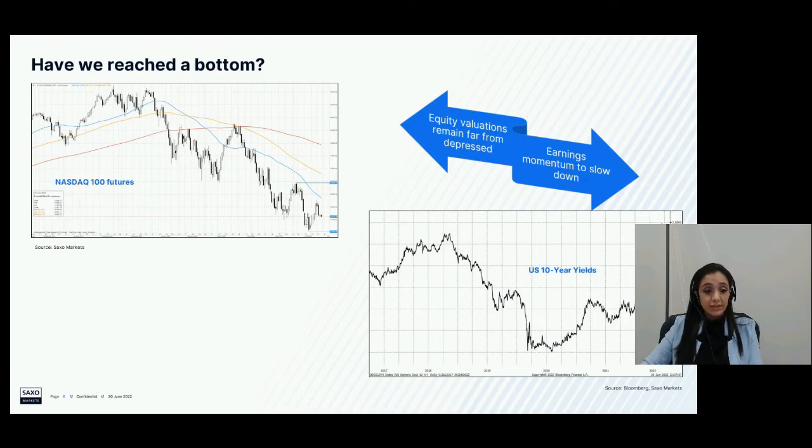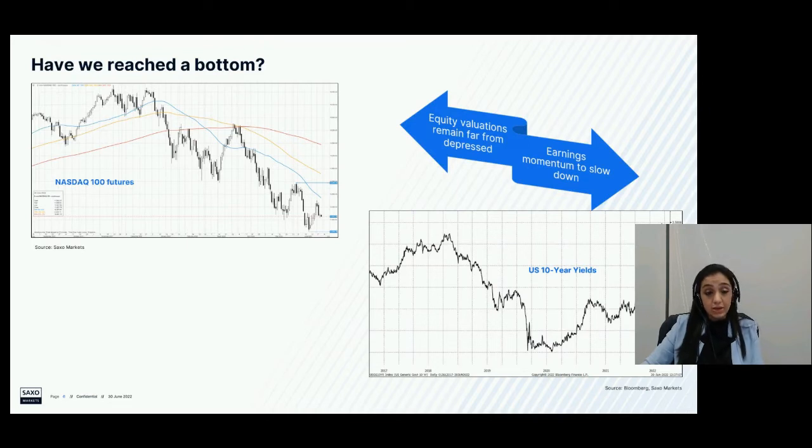But as at Saxo, we believe that there is further downside in equities. There are two things to consider with equities: one is earnings, and the other is valuations. If you look at the S&P 500 and take its 1-year forward PE ratio, as of mid-June it was around 16 times. That's down from 21 times at the beginning of the year. But the median multiple since 1990 has been 15.4.